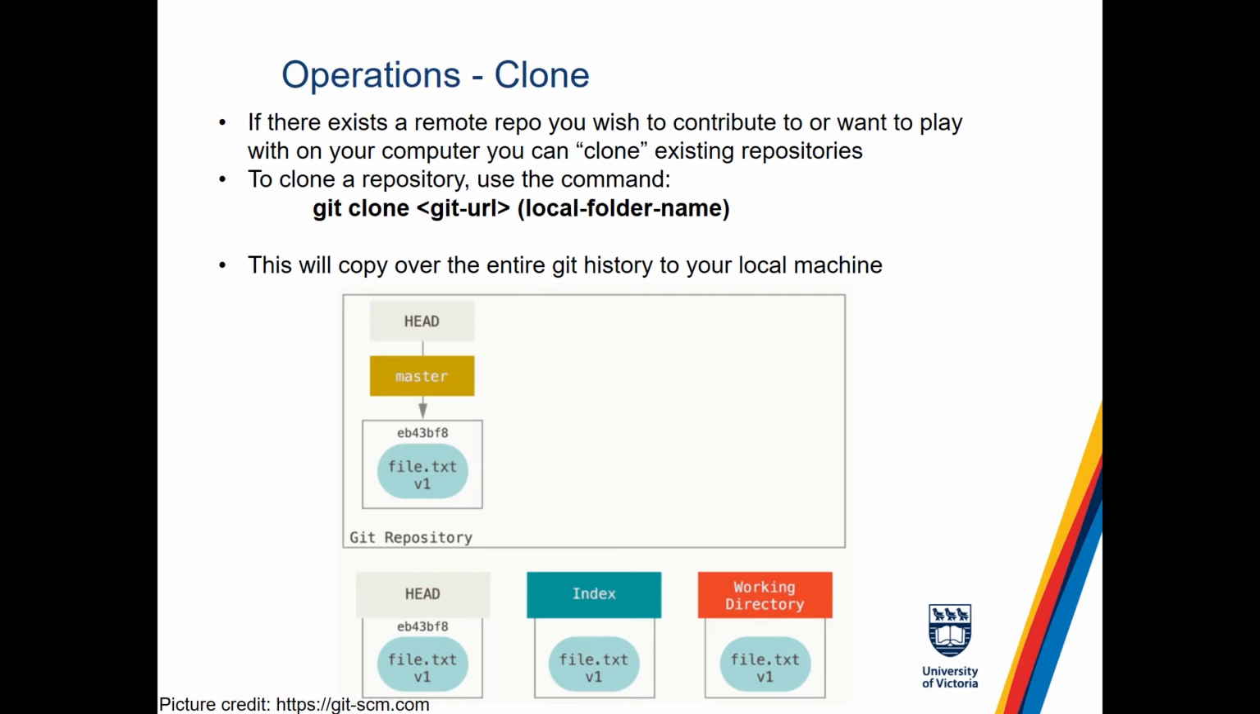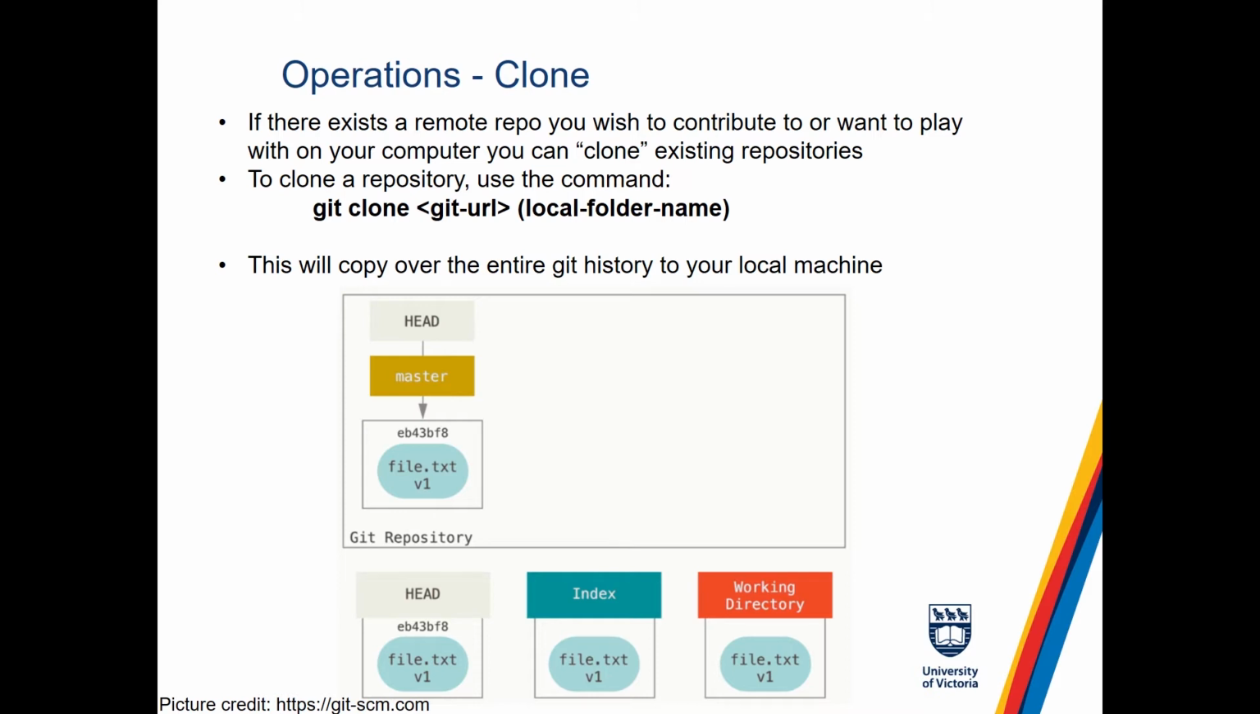There's another operation that's basically to clone a repo. If there's a repo already up there that you want to contribute to, or some open source project, you can just say git clone, give it the URL, and you can also give it an optional folder name if you want to name it something different. That's just one way that you can pull in a repo from anyone else very easily.